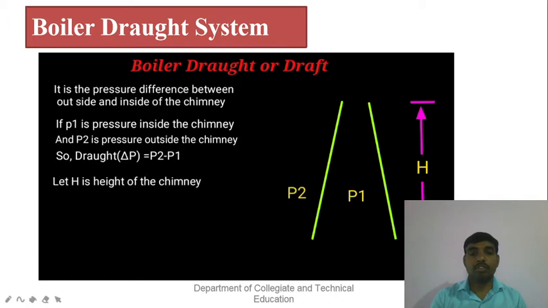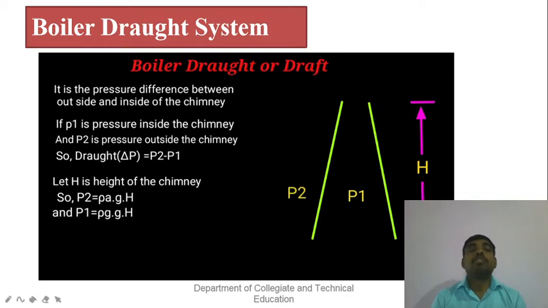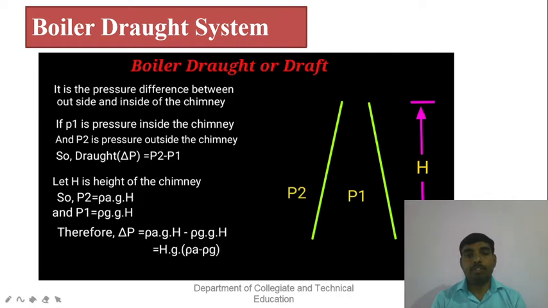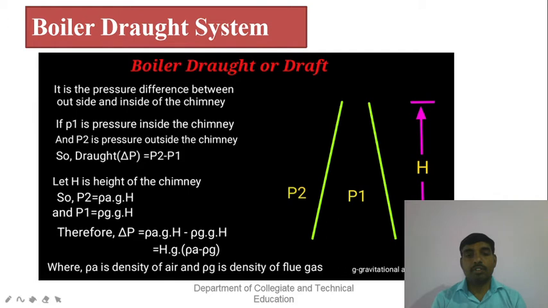Let H be the height of the chimney. So P2 equals rho A g H and P1 equals rho G g H. Therefore, the draught equals rho A g H minus rho G g H, which equals H g times (rho A minus rho G), where rho A is the density of air and rho G is the density of flue gas.